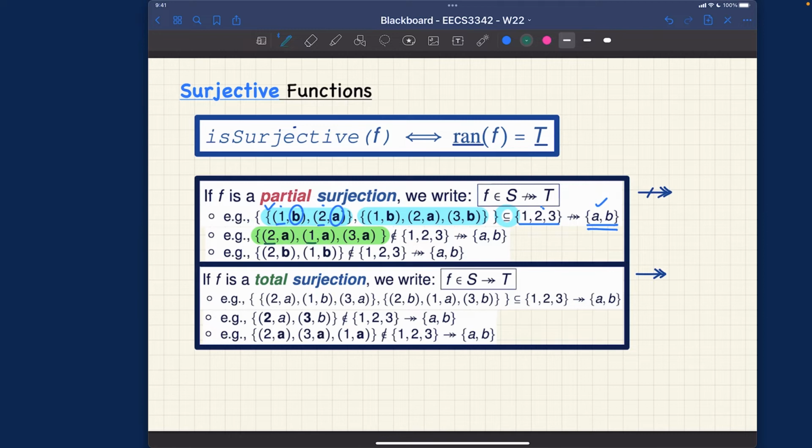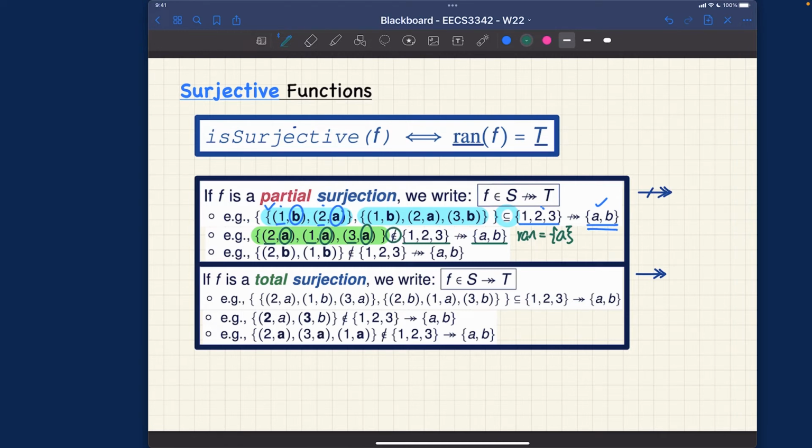2, 1, and also 3 is a subset of 1, 2, 3. So it is partial. All right. And then is it surjective? Well, you can see A here, and also A here, right? Altogether, the range of that particular function is only just A, right? Which is not equal to the second set, so it is not surjective. So that's why you see over here, not a member of.